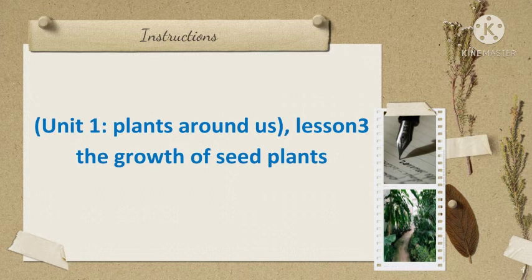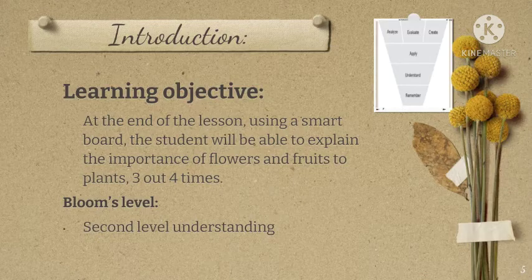while the second part includes information about the importance of both the flower and the fruits in seed plants. And as for the third part, it includes information about the seed and the fruit and their importance, which is expected to achieve the lesson's second goal. After completing the lesson, the student is expected to explain the importance of the flowers and the fruits to plants, within the second level of Bloom's taxonomy classification, which is understanding.